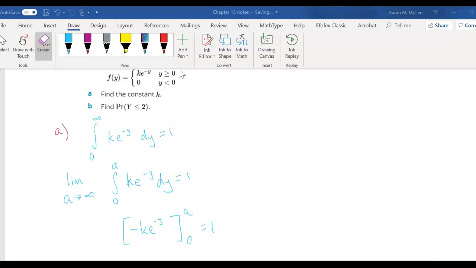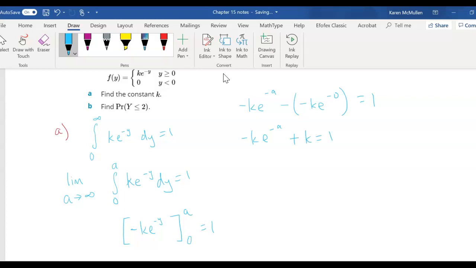So we're substituting in a, so negative k e to the negative a minus negative k e to the negative 0, and that is equal to 1. So we've got negative k e to the negative a, then we've got two negatives, so it's going to be plus, and then anything to the power of 0 is just 1, so it's plus k equals 1. And silly me, I keep forgetting we should be writing the limit on as well. Look what happens when you rush.